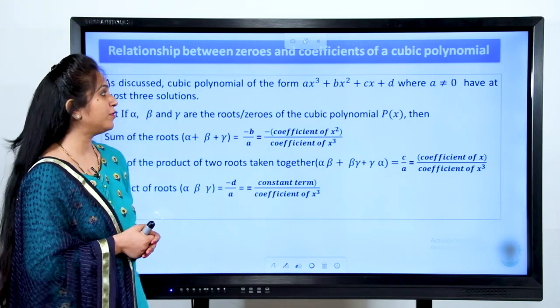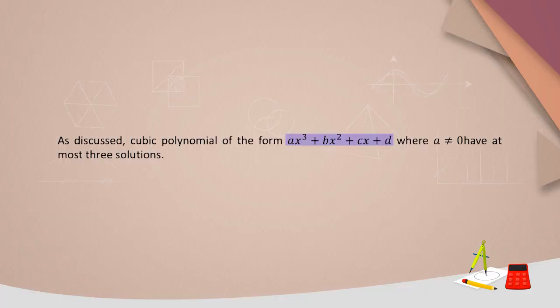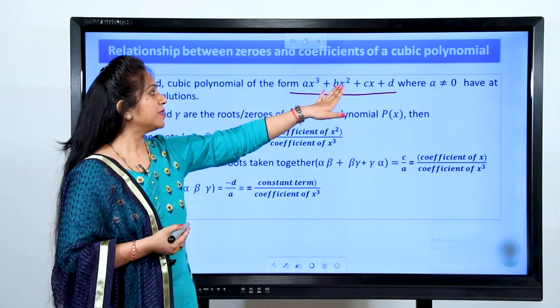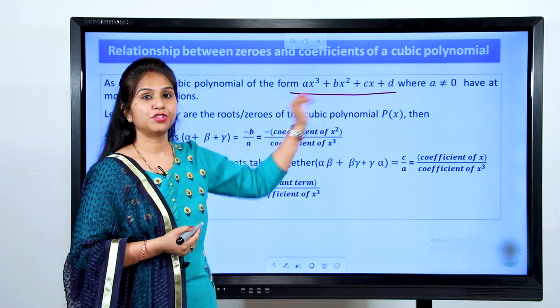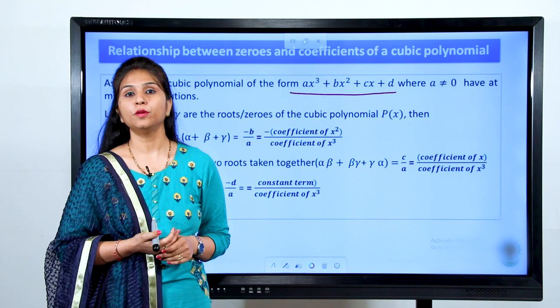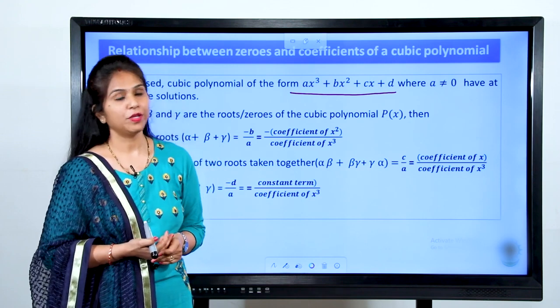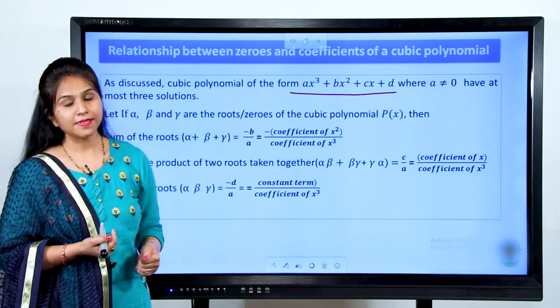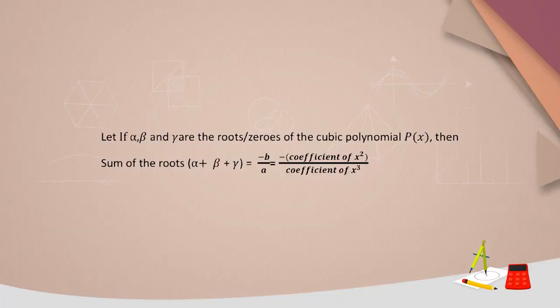These are the 3 zeros of a cubic polynomial, and this is the general form of a cubic polynomial: ax cube plus bx square plus cx plus d. a is the coefficient of x cube, b is the coefficient of x square, c is the coefficient of x, and d is the constant term. And remember here a cannot be equal to 0 as it is a cubic polynomial. So now in this case of a cubic polynomial, when you add the 3 roots, alpha plus beta plus gamma, the sum of the 3 roots is equal to minus b upon a.